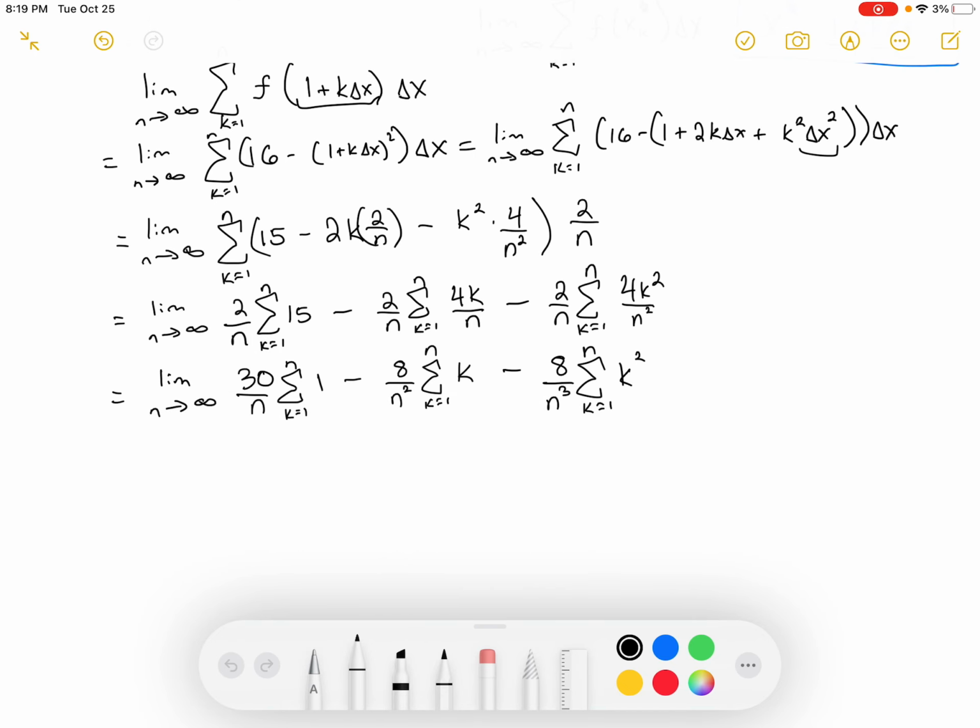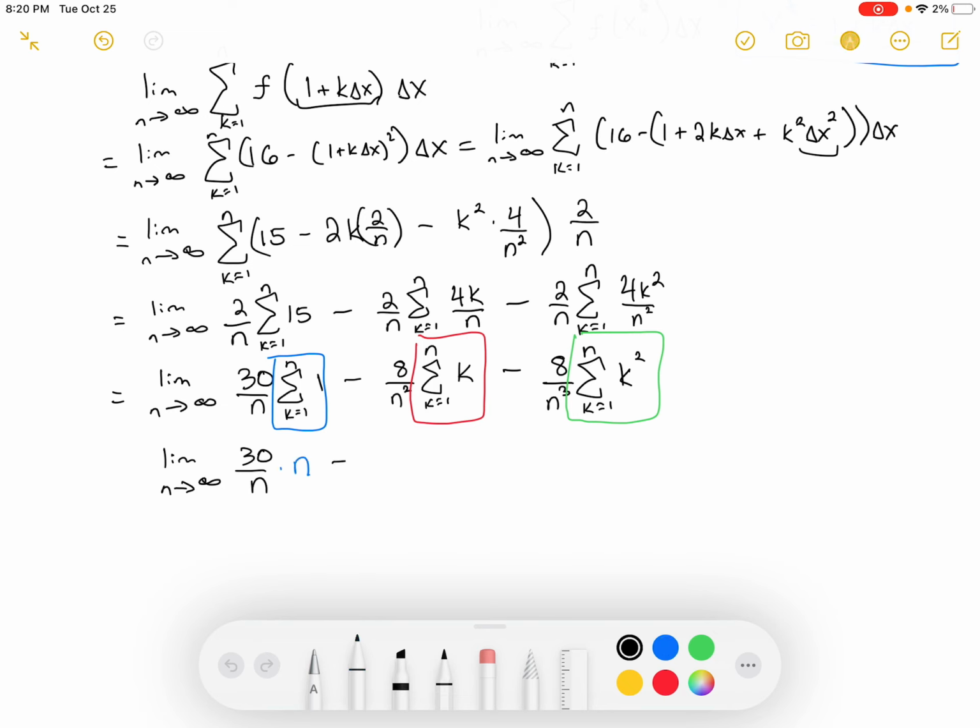And remember, I'll circle all of these in different colors. So we'll have the blue sum, the red sum, and the green sum. Well, remember the blue sum is simply saying if I add up 1 n times, how many do I have? Of course I have n. I have n ones if I do that. So this is still 30 over n times just n.